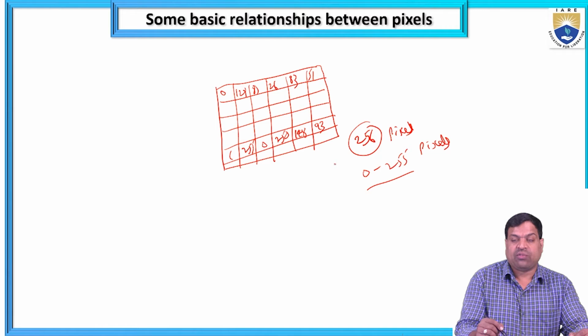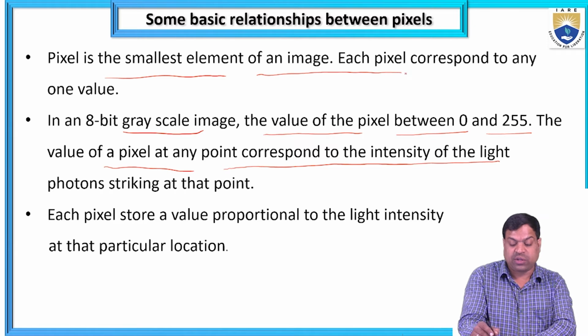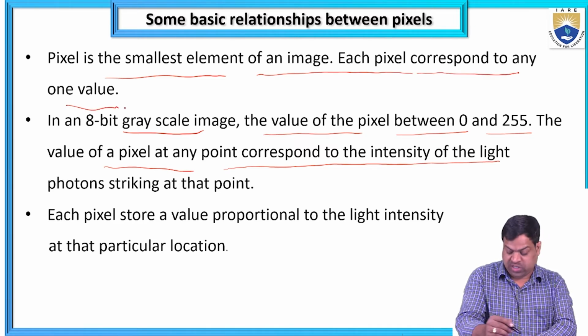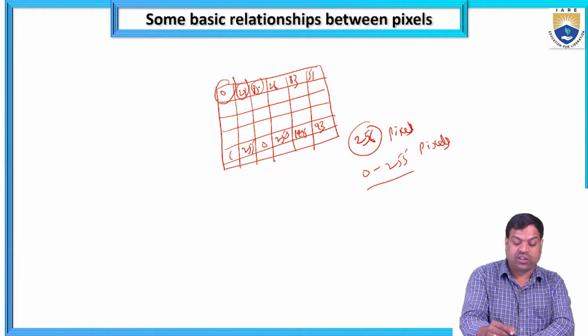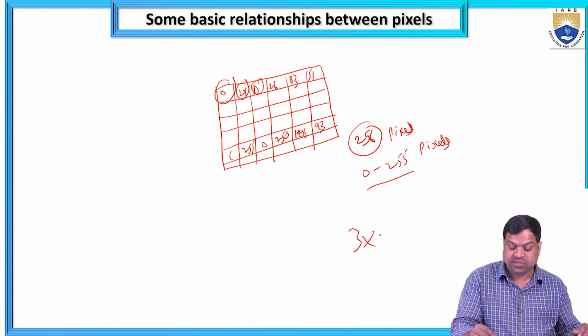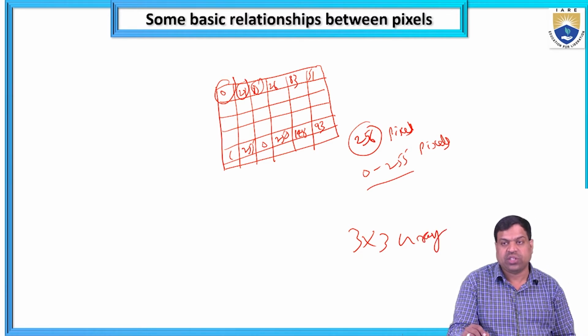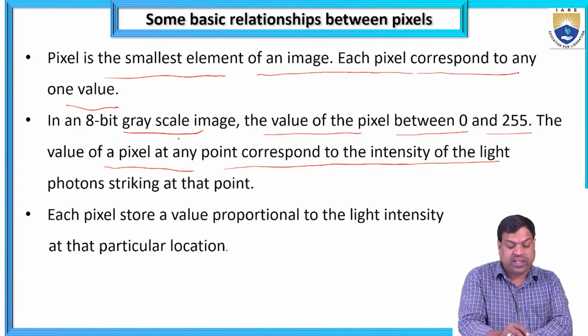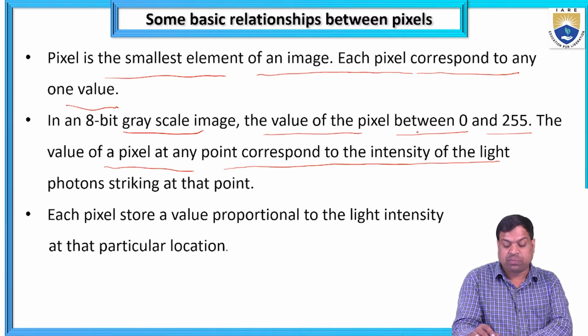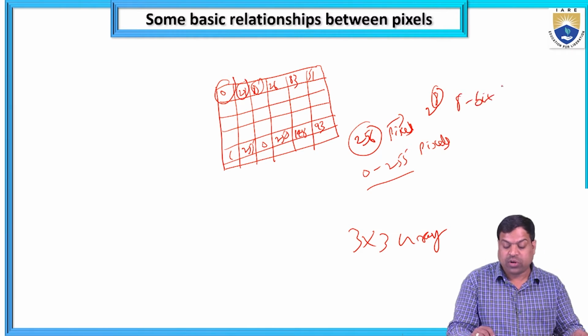Each pixel we are applying some intensity value. That is what I'm calling a pixel, the smallest element of an image. Each pixel corresponds to any one value. So in an 8-bit grayscale image, I'm taking a 3x3 matrix. 3x3 grayscale means I'm giving the intensity values for the 3x3 matrix. So in an 8-bit grayscale image, the value of the pixel is between 0 and 255. So 256 means 2 power 8, so it is 8-bit. 2 power 8 equals 256.